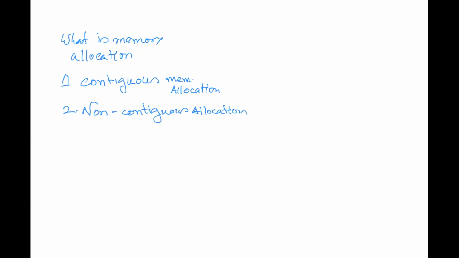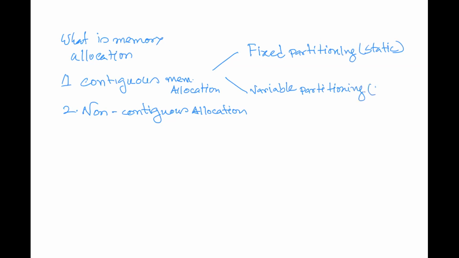In contiguous allocation, there are also two parts. One is fixed partitioning, also known as static partitioning. And another is variable partitioning, also known as dynamic partitioning. These are the two types of contiguous memory allocation. And the other is non-contiguous allocation.